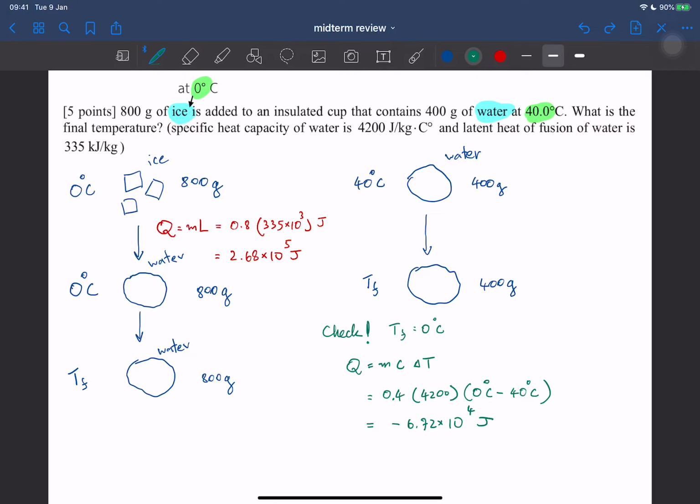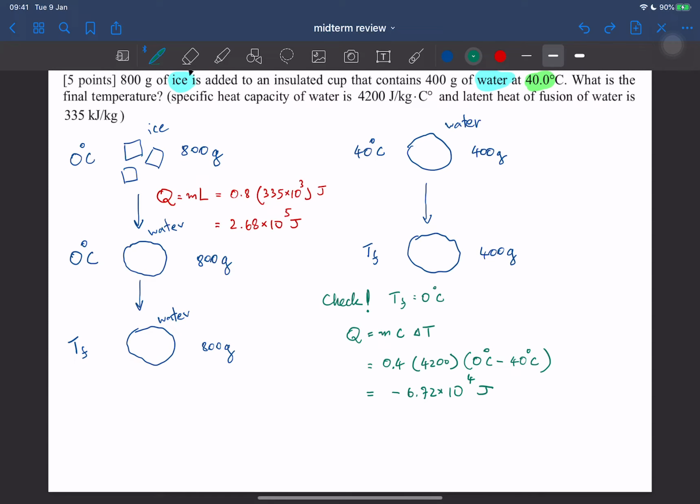So that means at the end of the process, when you mix these two together, you're going to have partially ice and partially water in your mixture. This is the main point here. So if that's the case, then you can just say the final temperature is 0 degrees Celsius. Because if ice and water coexist, the only temperature that can happen, in the ideal case, is going to be 0 degrees Celsius.